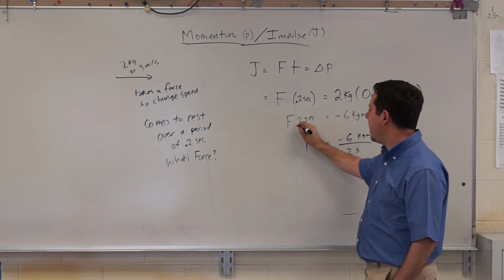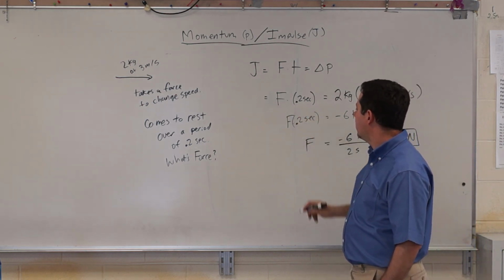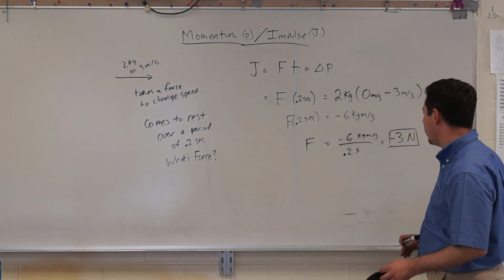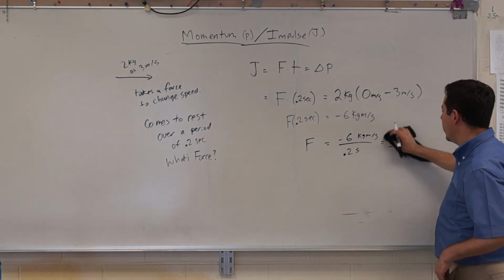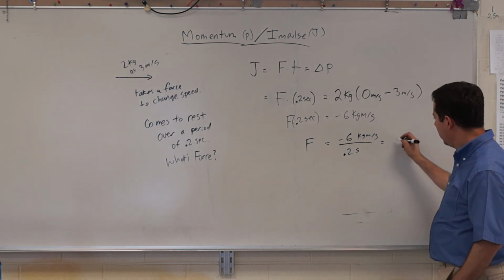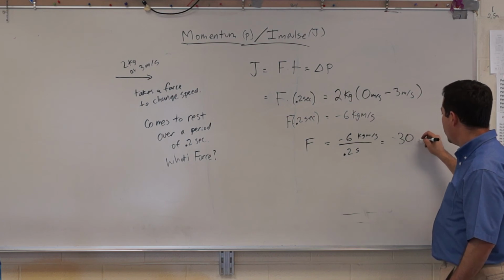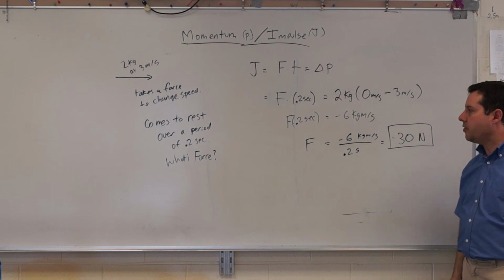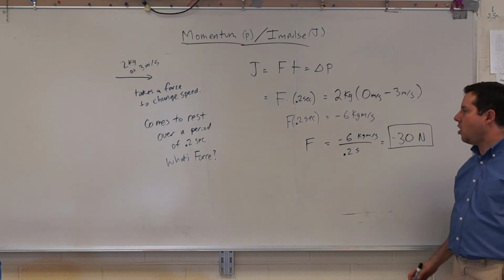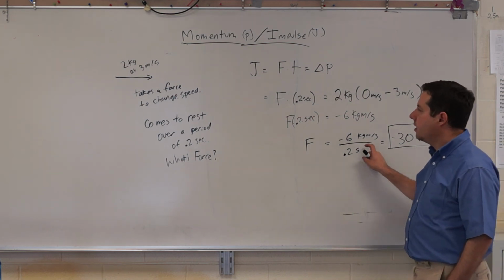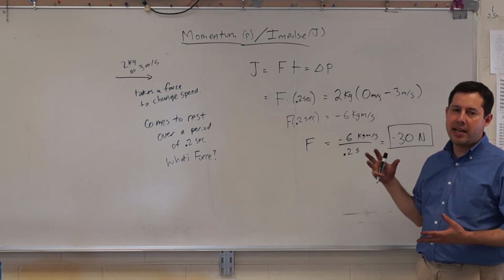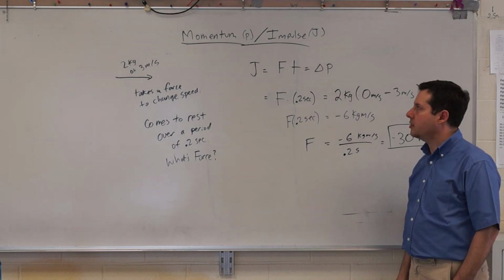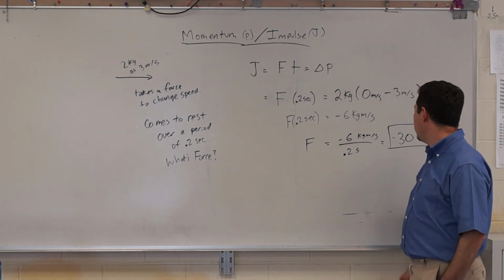The difference is that your time is different, 0.2 seconds. So now your force is 6 kilogram meters per second divided by 0.2 seconds, or -30 newtons. So instead of 3 newtons, it's now 30 newtons. So it just goes to show that decreasing the stopping time drastically can increase the force acting on an object. And that's one of the cool things that comes out of impulse momentum theory.